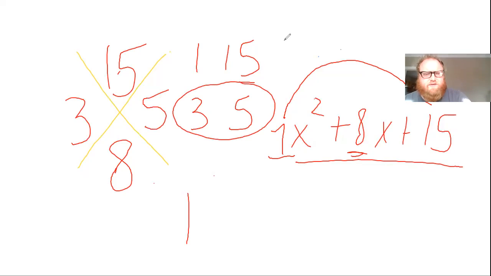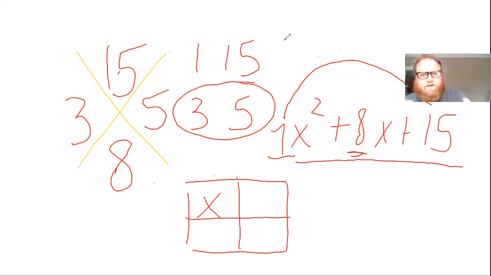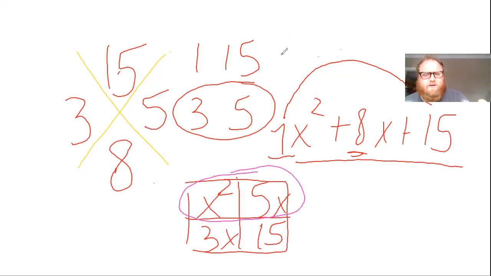So if we draw our box again, we have x squared. We're going to split the 8x into 5x and 3x, and then the 15 goes in the bottom corner. Now we look at what's in common with x squared and 5x. Well, there's an x in common. Now let's look at what's in common with 3x and 15. What's a number that goes into 3 and 15? Positive 3.